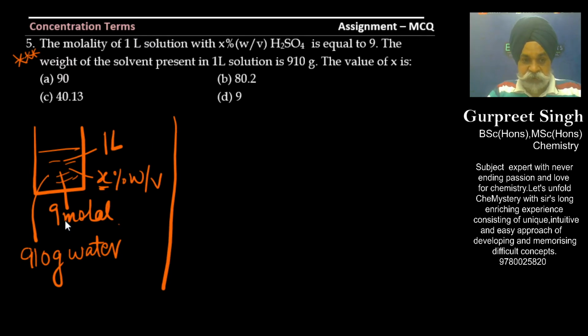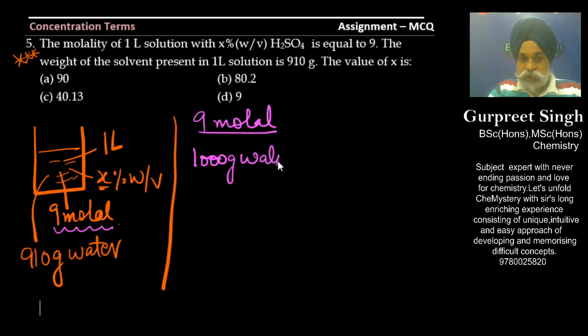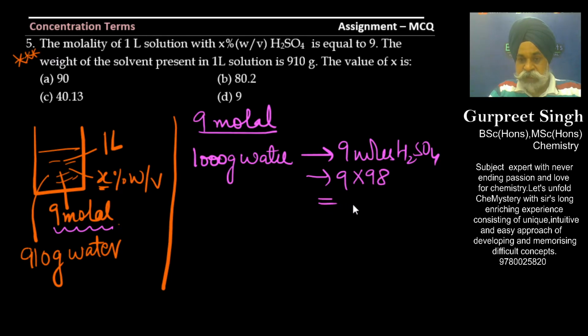How to go for it? Again, as my style would be, first try to figure it out. What is the meaning of this? What do we mean by 9 molal? 9 molal means that 1000 gram of solvent would be containing 9 moles of H2SO4. That in a way would make 9 into 98, so 882 grams of sulfuric acid. So 882 grams of sulfuric acid is present in 1000 gram of water as per this statement.